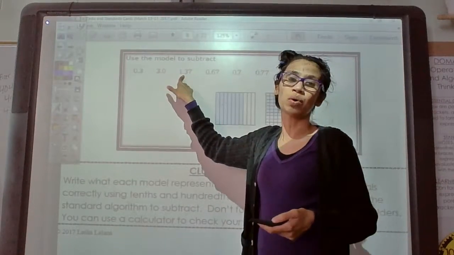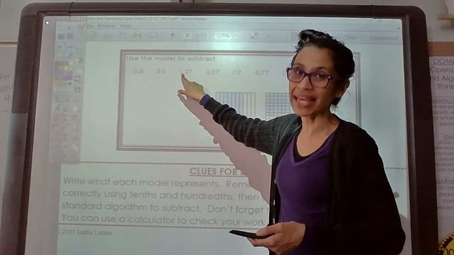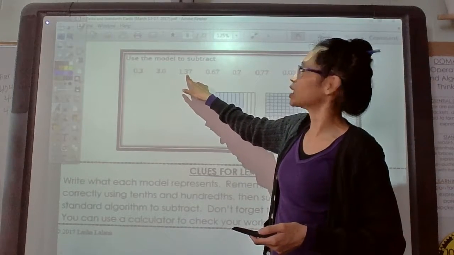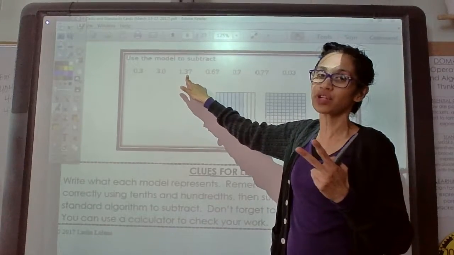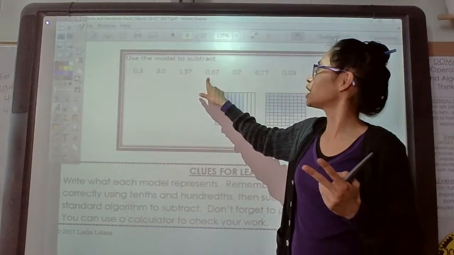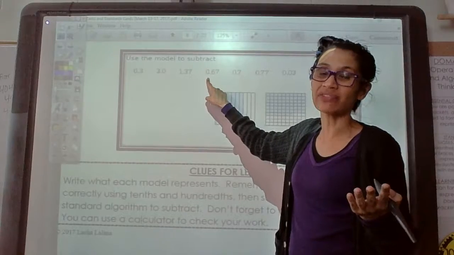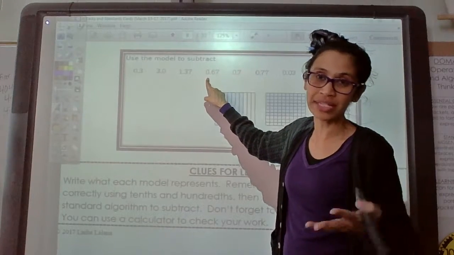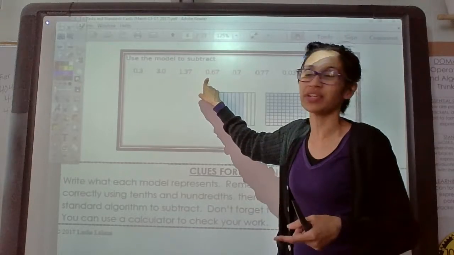Look at the next number. What is that? That is a 1. That's a 1 whole. 1 and 37 hundredths. Remember, 2 decimal places after the decimal point is your hundredths place. Tenths, hundredths. And look at the next one. Okay, we just say that 67 hundredths. We don't have to say the 0. We don't have to say 0 and just say 67 hundredths.